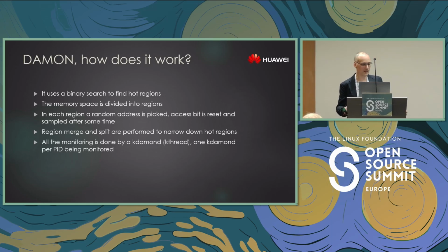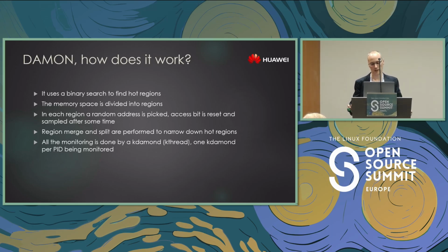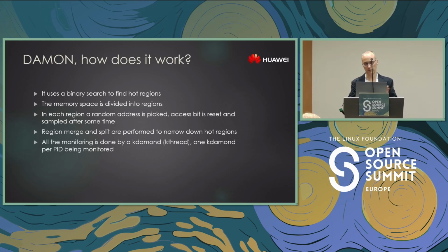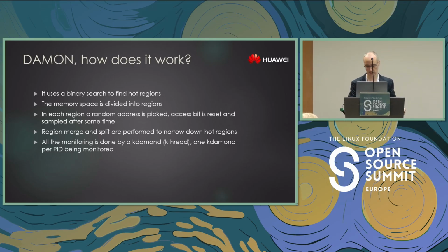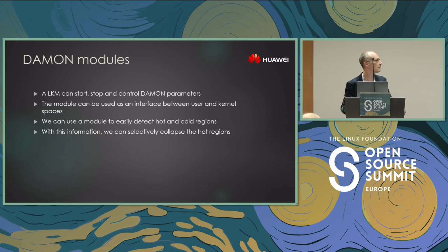Okay, so how does Damon work? It's very simple. It performs a binary search. As I mentioned before, it divides the memory space into regions, resets the access bit in the page table, after some time rechecks the access bit in the page table, and eventually merges and splits memory regions to try to find the hot regions. Not rocket science.